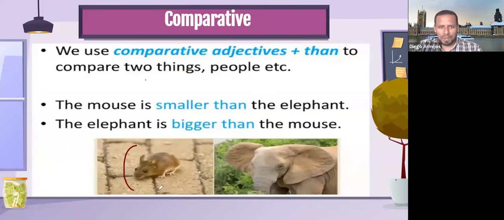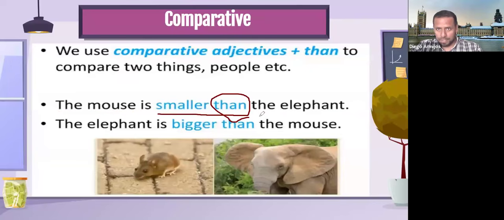For example, here we have two pictures. The first one is a mouse and the other one is an elephant. If we are going to describe or compare these two animals, we can write a bunch of sentences, but I only have two here. For example, the mouse is smaller than the elephant. Or the other way around, the elephant is bigger than the mouse. So we have compared the mouse and the elephant. I hope this example is clear for you guys.